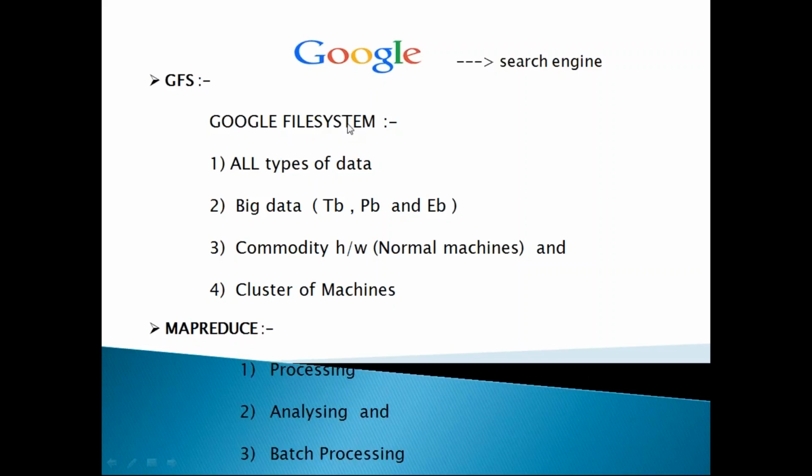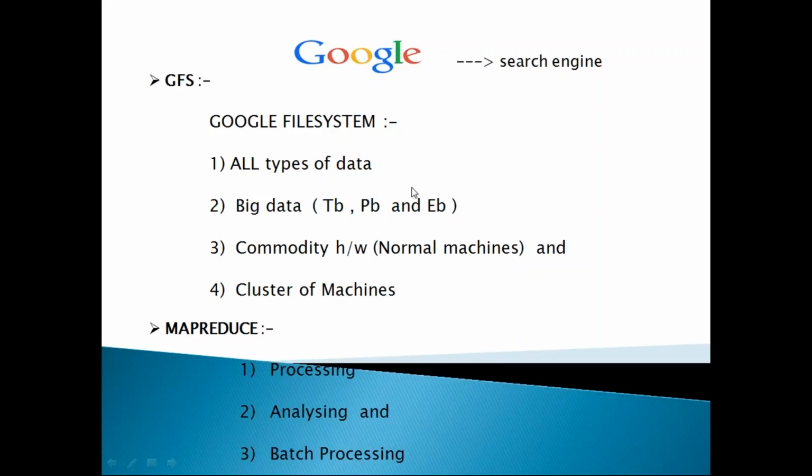I think in the Windows operating system you have heard about the NTFS file system. It is similar to that. It is a file system which stores the data. It stores or supports all types of data, and it can support big data also, whether the data is in terabytes, petabytes or exabytes. While RDBMS supports only terabytes of data, Google GFS supports petabytes, exabytes, or beyond that also we can store.